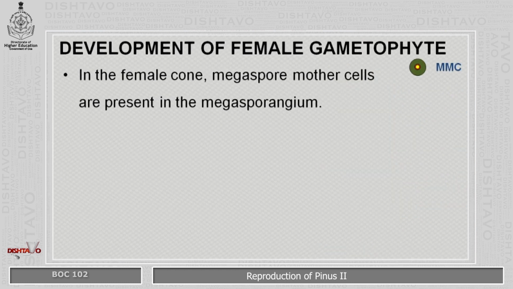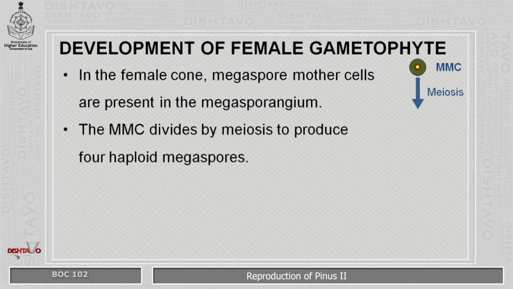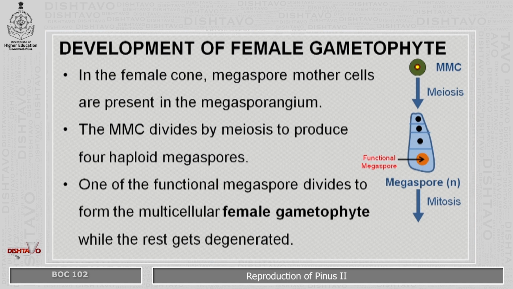Development of the female gametophyte. In the female cone, megaspore mother cells are present in the megasporangium. The MMC, that is the megaspore mother cell, divides by meiosis to produce 4 haploid megaspores. One of the functional megaspores divides to form the multicellular female gametophyte, while the rest degenerate.